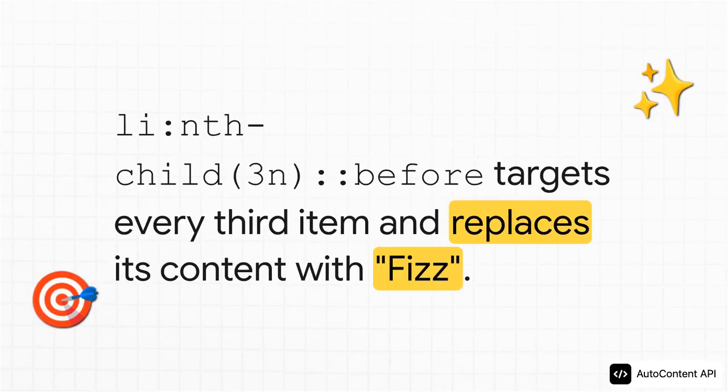And this next part is just brilliant. It uses a CSS selector, nth-child 3n, to target every single third item on the list. For those items, 3, 6, 9, 12, and so on, it completely overrides whatever was there before and just sticks the word fizz in front of it.